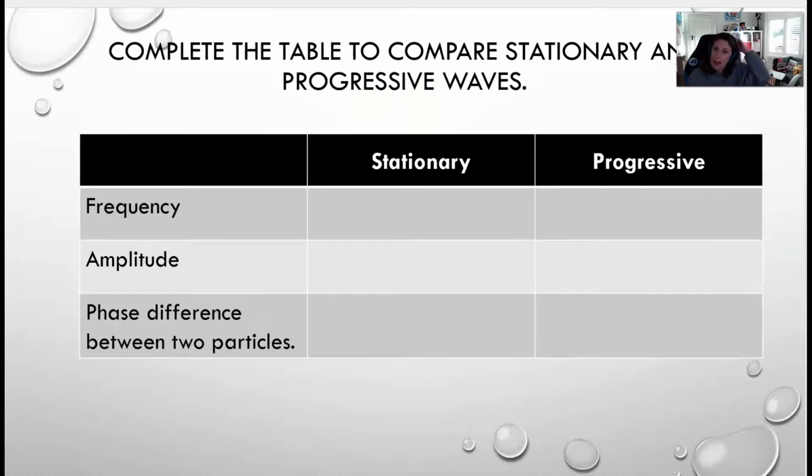Right, last bit. This table compares stationary and progressive waves. So see if you can think about what the frequency of a stationary wave does: does it change or stay the same? What do the amplitudes look like? What's the phase difference between two particles on a progressive and a stationary wave? I'll just go through the answers in a second.